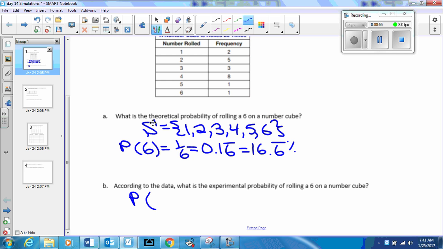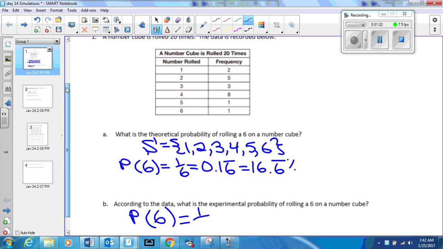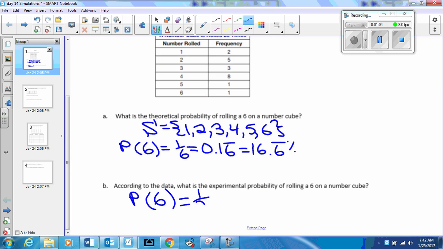Looking at the data now, what is the experimental probability of rolling a 6 on a number cube? So when I look at my table, the experimental probability of getting a 6 is 1 out of the total outcomes, which they told me was 20. And if I again use my calculator to divide that out, it's 0.05 or 5%.